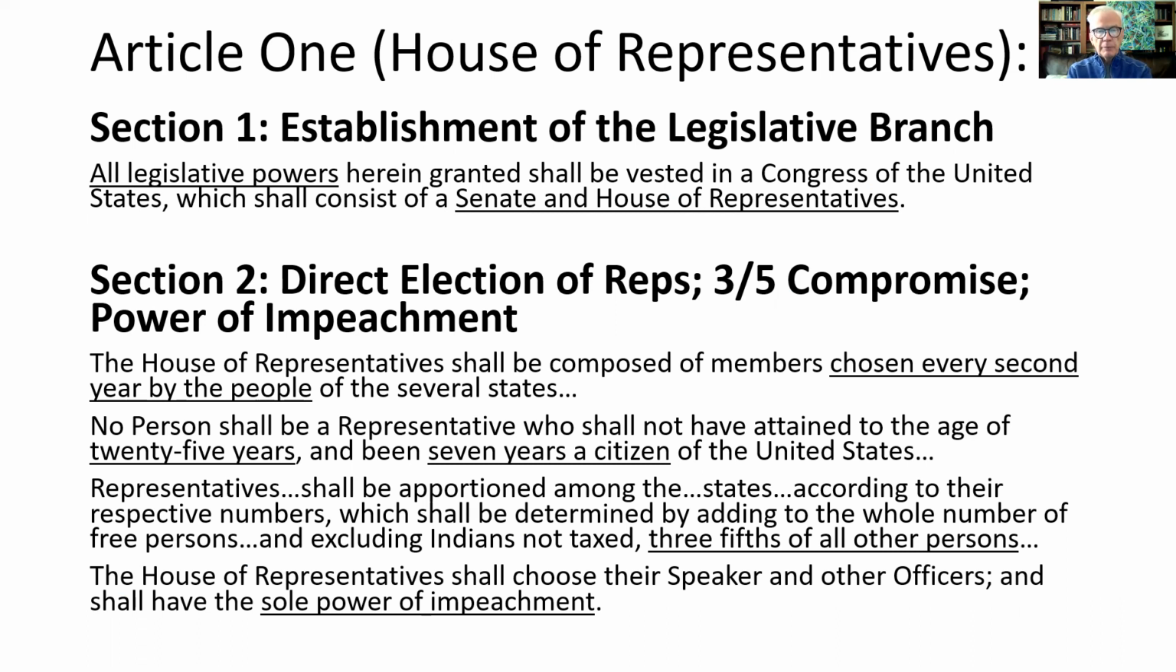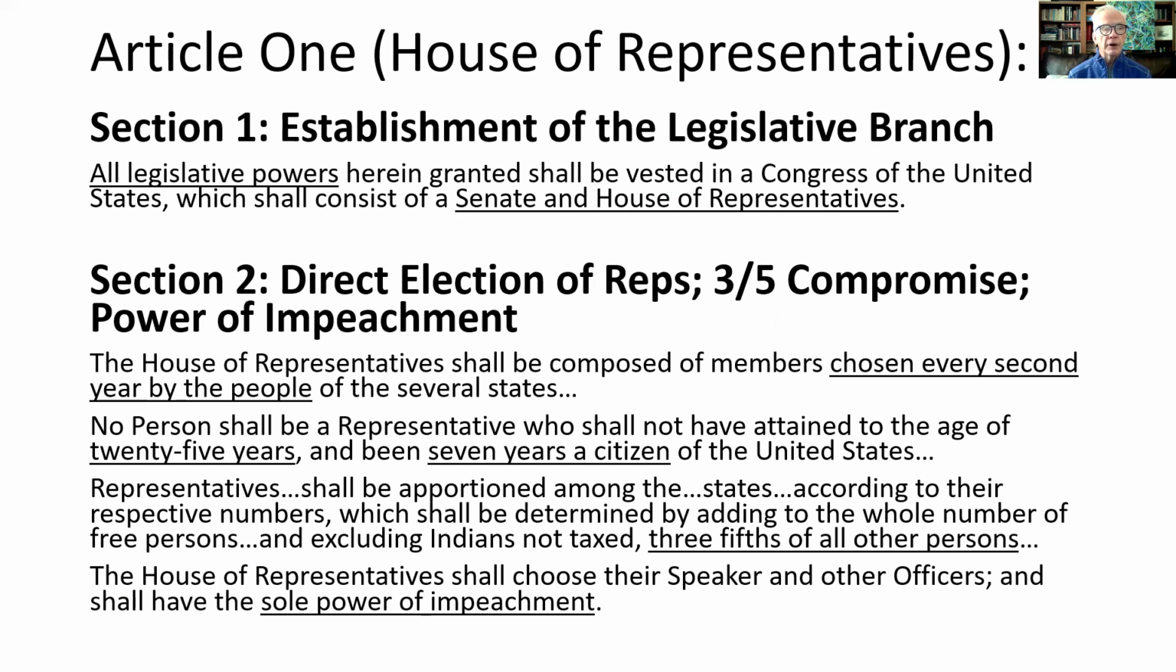This is determined by the census, the U.S. Census, which is taken every 10 years, and has been taken ever since 1790. Every 10 years, the census reveals the population changes in each state. And every 10 years, there's a reapportionment of the seats in the House of Representatives. Some states gain population, so they may gain a seat or two. Some states lose population, they may lose a seat or two.